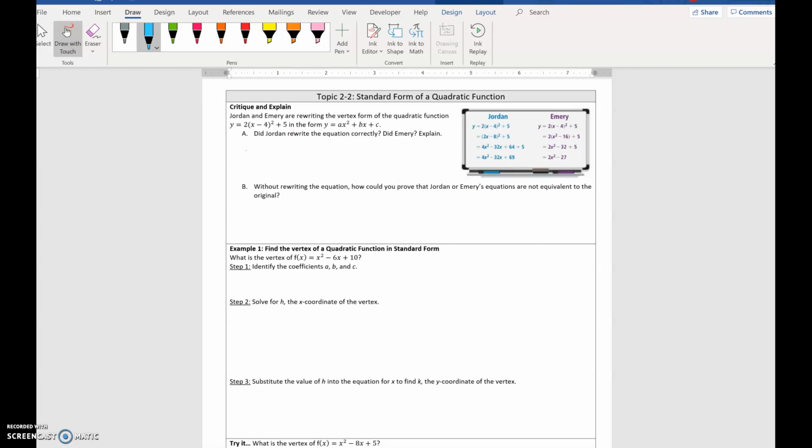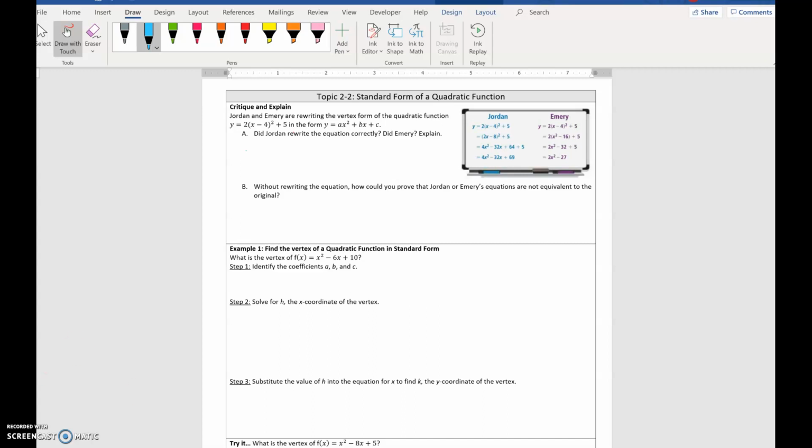Hello. So now we are going to do topic 2, section 2. So section 1 was on vertex form, and today we'll be on standard form. And today's video will be kind of short because we're just going to do one example, and then the second part of section 2 will be a little bit longer because we'll have the rest of the topic there.